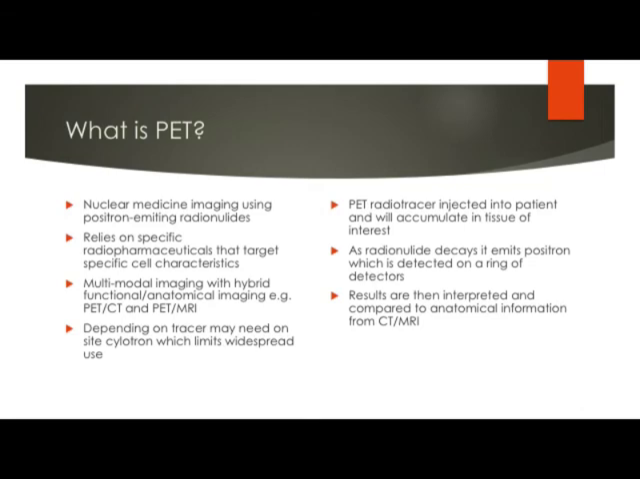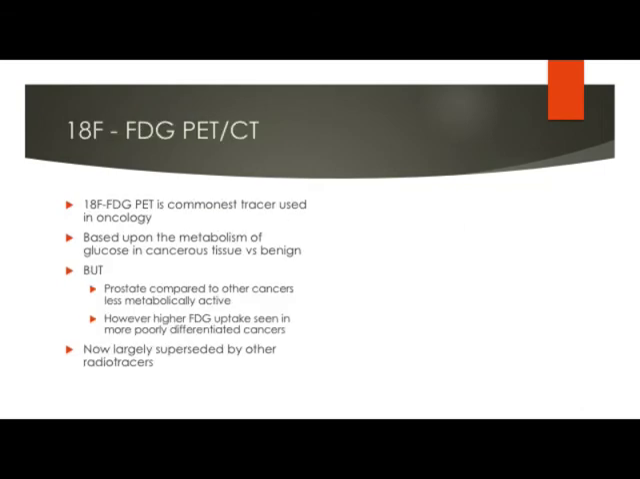But essentially, once the radio tracer is injected, it will go to the tissue of interest, and as it decays, it emits positrons, which are detected on the ring detectors and then correlated with the anatomical images, which can give you an idea of potential activity.